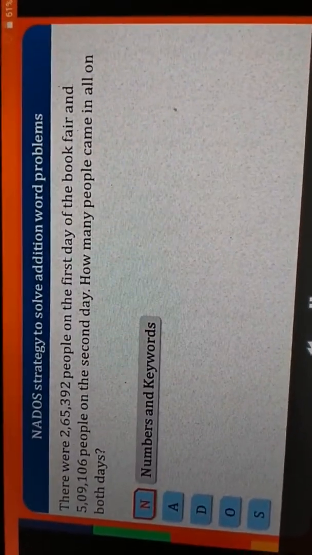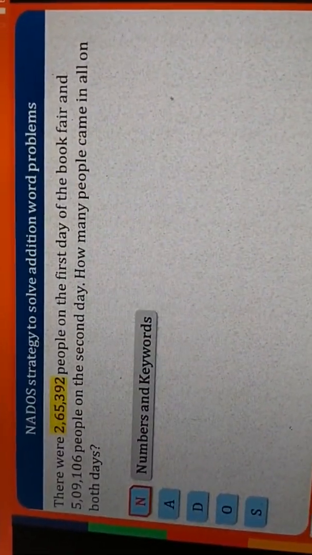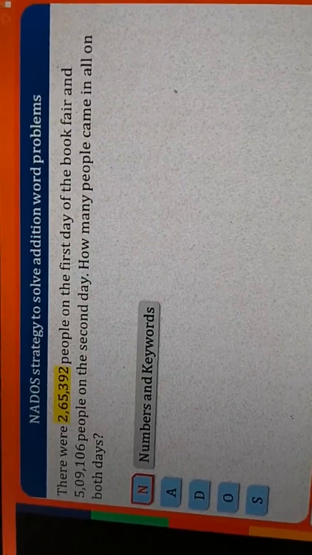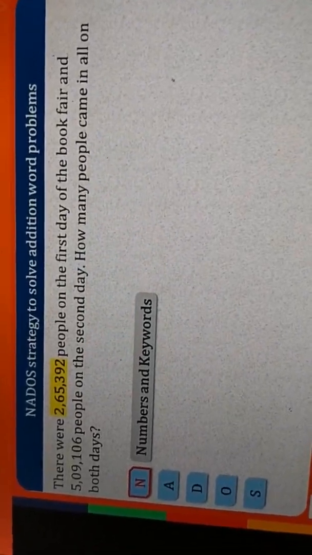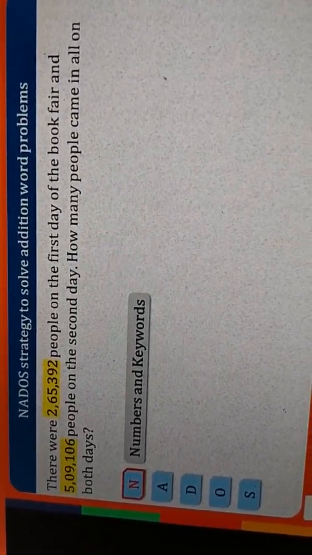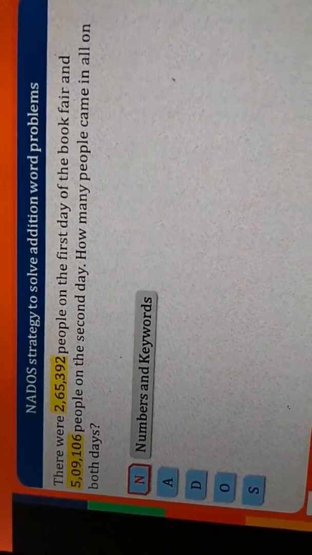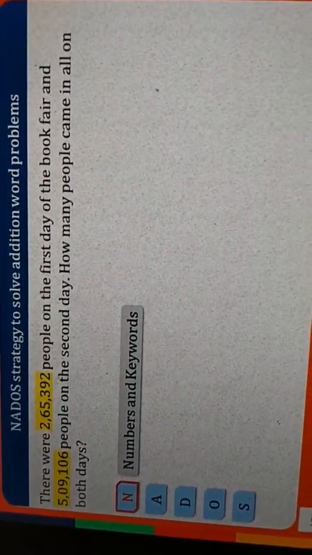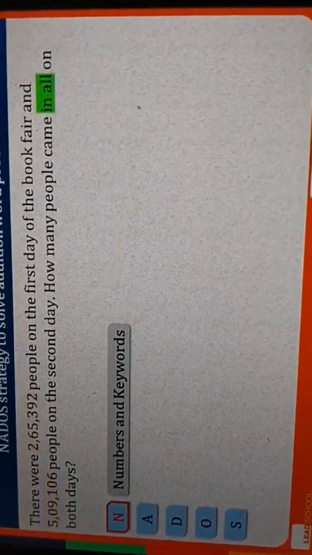Okay. We see that there are two numbers. 2,65,392 and 5,09,106. And there is a keyword. In all.